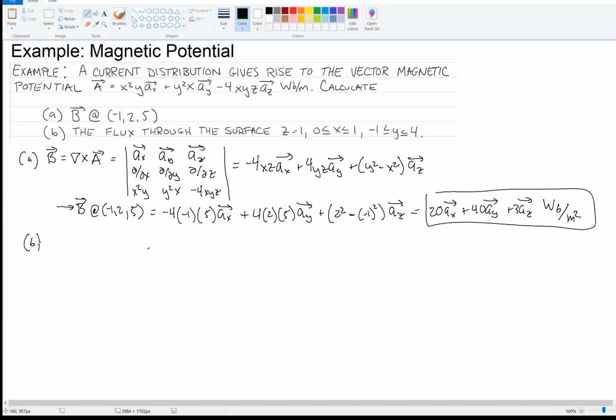Moving on. Part B, we're going to calculate the flux through the surface given by that. So let's first plot the surface, and you'll notice that z does not change in our surface, so we really can plot this in two dimensions. So this is going to be y and this is going to be x, and we know that x goes from 0 to 1 and y goes from negative 1 to 4. So what we're dealing with is this surface here. So this would be 4 up there, negative 1, and of course we're going from 0 to 1.